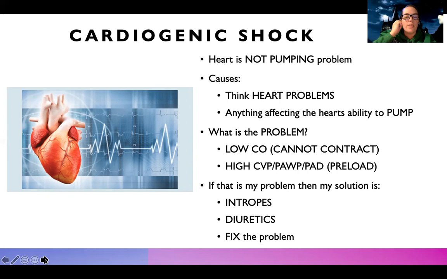I'm also going to use diuretics to decrease some of that preload, because all that extra fluid adds to the workload on my heart, and it actually makes it harder for it to pump and to get back that strength, because it's working so hard because there's so much fluid on board.